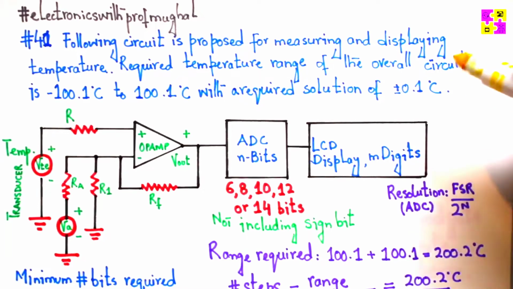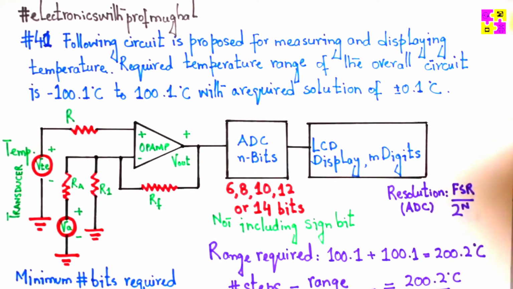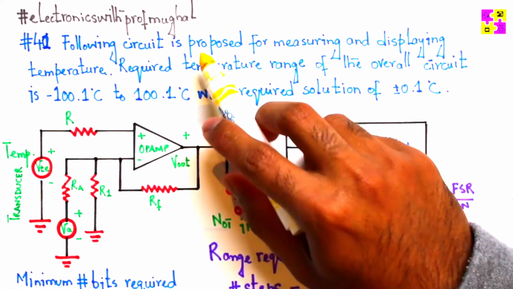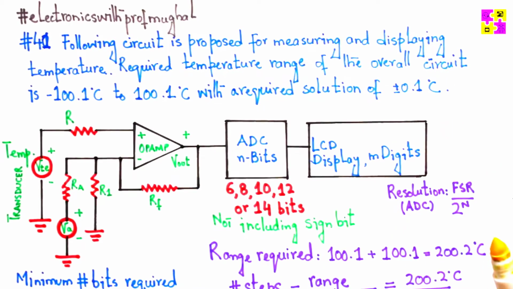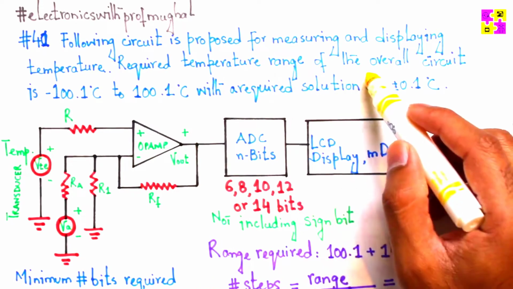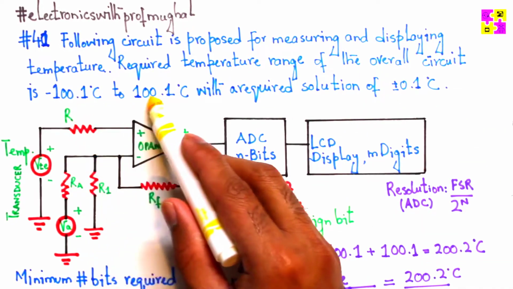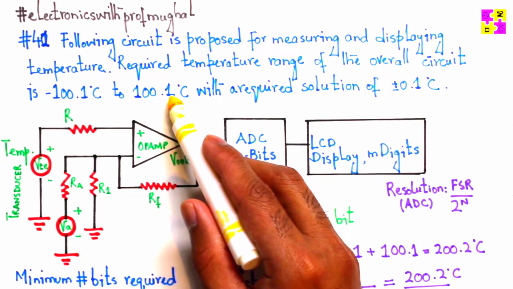This is very interesting and very important. Questions like this come very often in different aptitude tests and licensing exams. Following circuit is proposed for measuring and displaying temperature. Required temperature range for the overall circuit is negative 100.1 degrees centigrade to positive 100.1 degrees centigrade.